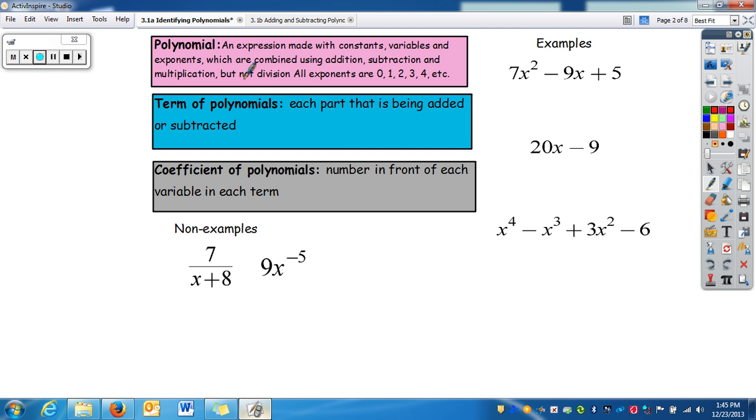So what is a polynomial? Well, a very long definition of a polynomial is an expression made with constants, variables, and exponents, which are combined using addition, subtraction, and multiplication. Notice, not division. All exponents are 0, 1, 2, 3, 4, so no negative exponents.